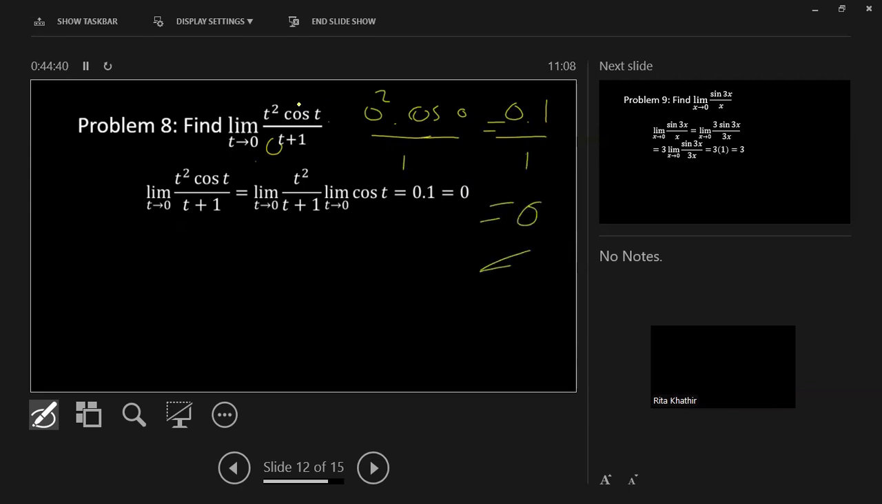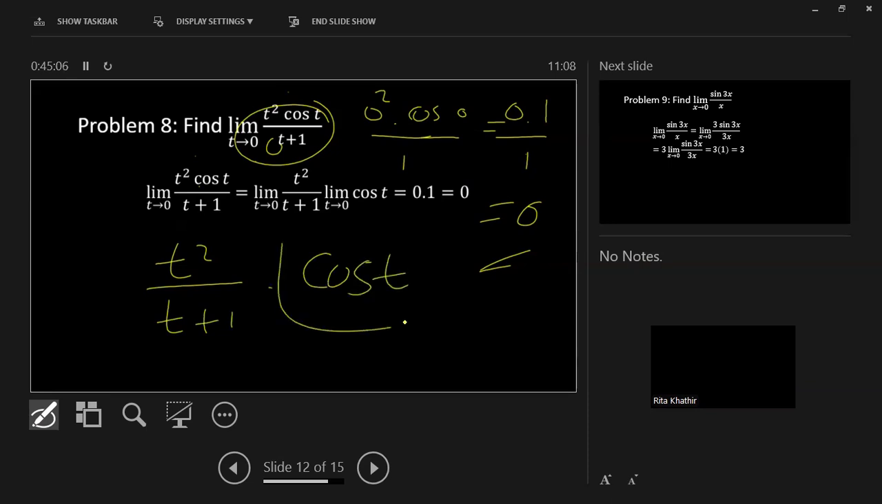This is a very simple way. Just check that the bottom side is not 0, then you can replace directly. You can also follow this: you can split it into two parts, separating t squared over t plus 1 and cos t. You can also make two limits following this, and you get the same solution.